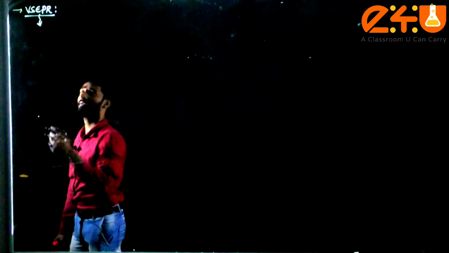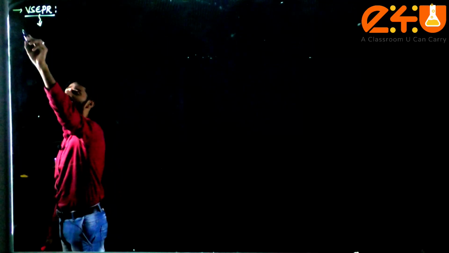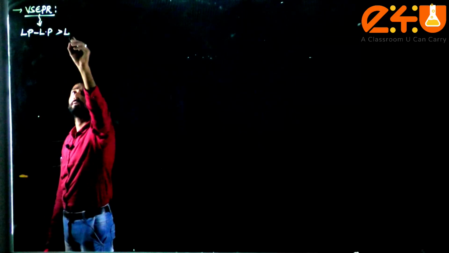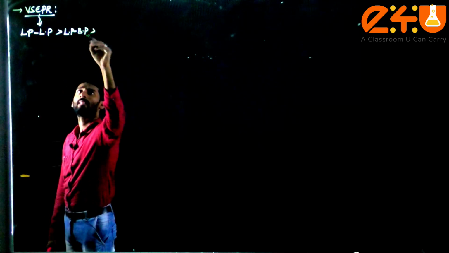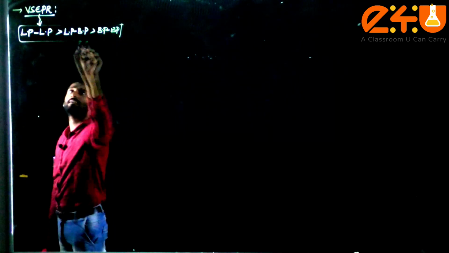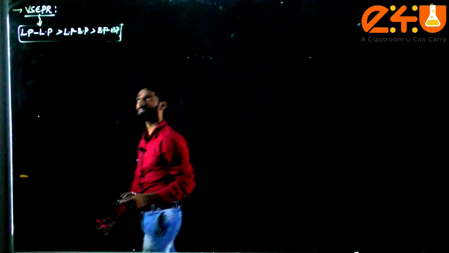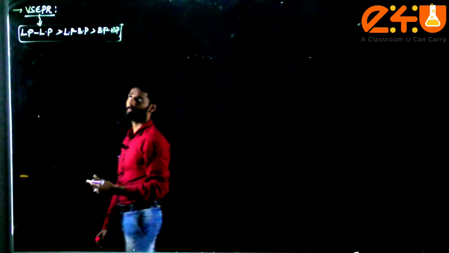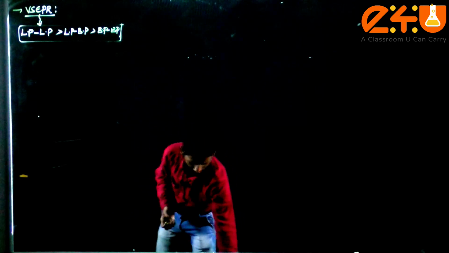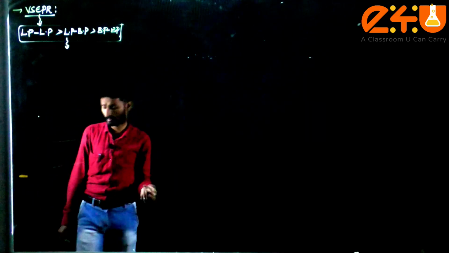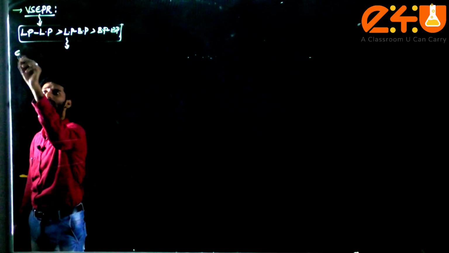Here a scientist has given the order of repulsions between lone pairs and bond pairs. Lone pair-lone pair repulsion is much greater than lone pair-bond pair, which is greater than bond pair-bond pair. This is the order. Very important, don't forget, dear students. Next, let us consider some molecules which contain lone pairs of electrons.